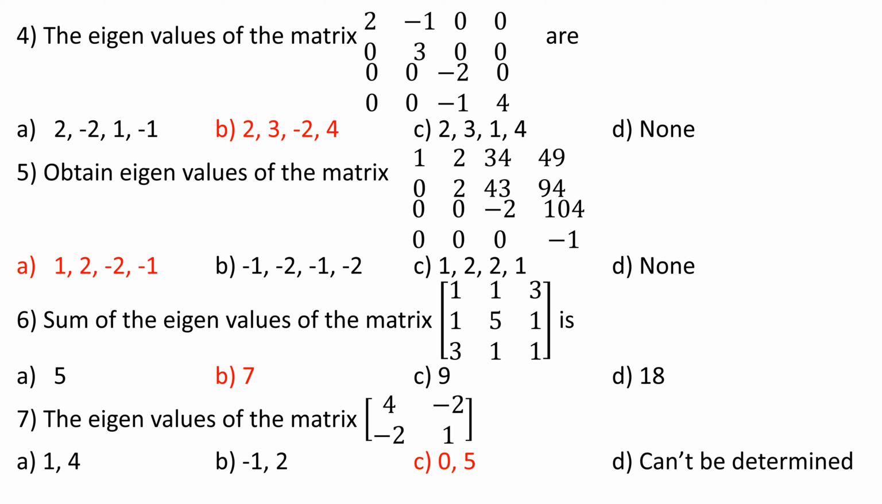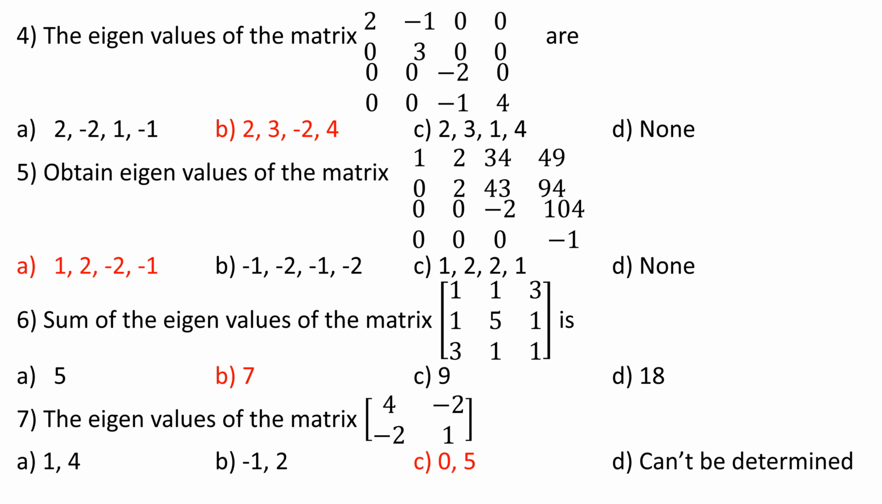Look at the options: 1, 2, minus 2, minus 1. So clearly option A is correct. If you know those properties, in some questions you may directly get the answer within a few seconds. Now look at question number 6. Sum of the eigenvalues of the matrix.